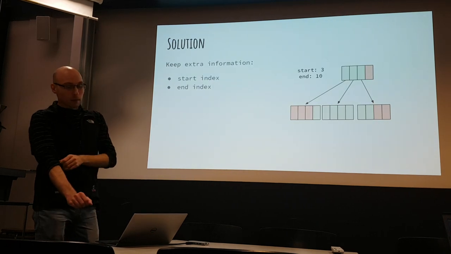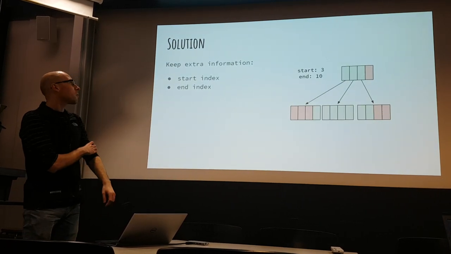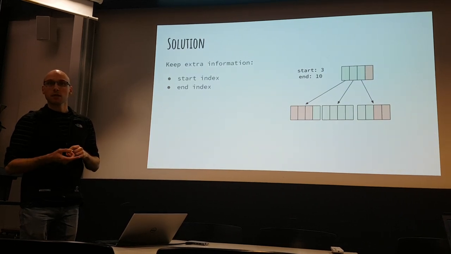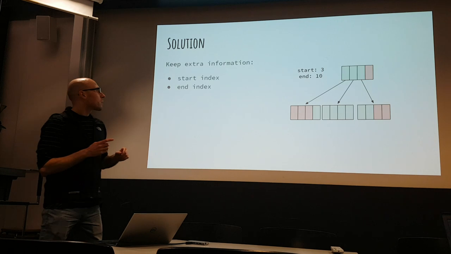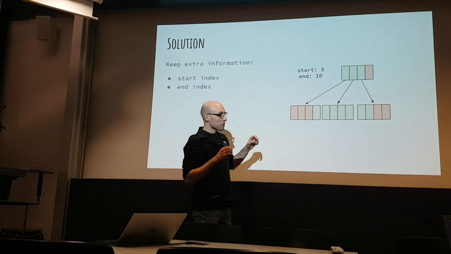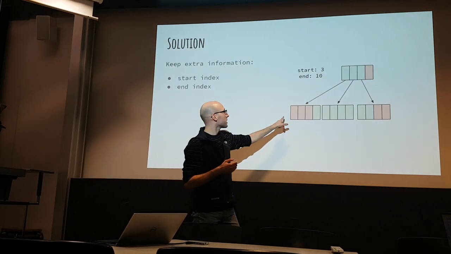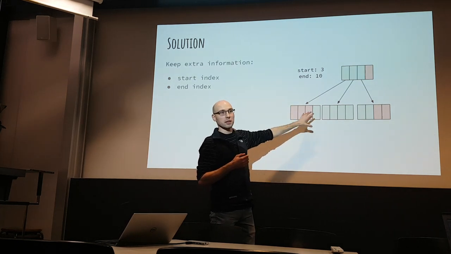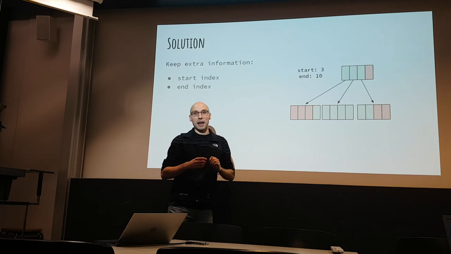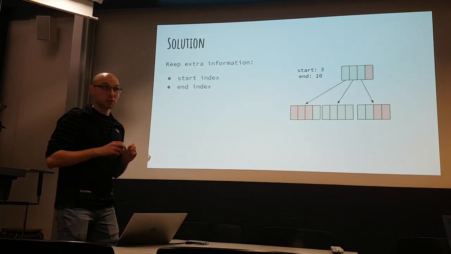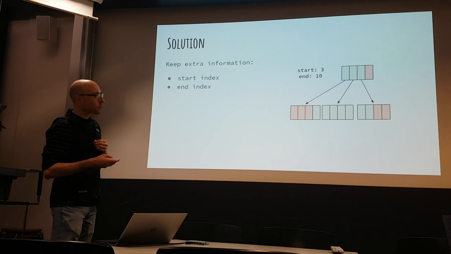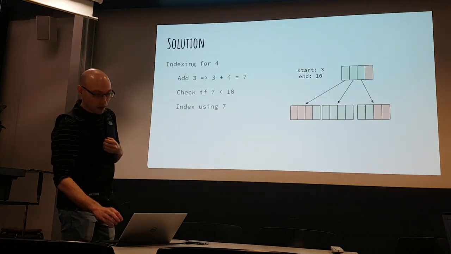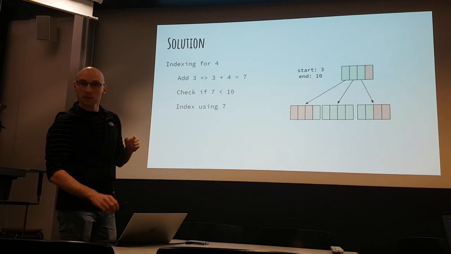So instead, the solution is to keep track of the starting index and the ending index, the last index. The idea here is that we're going to pretend that the elements on the left, at the front of the vector, are full, that all the arrays are full, and still use the radix indexing, just pretending that we have a larger vector than we have. So how does that work?